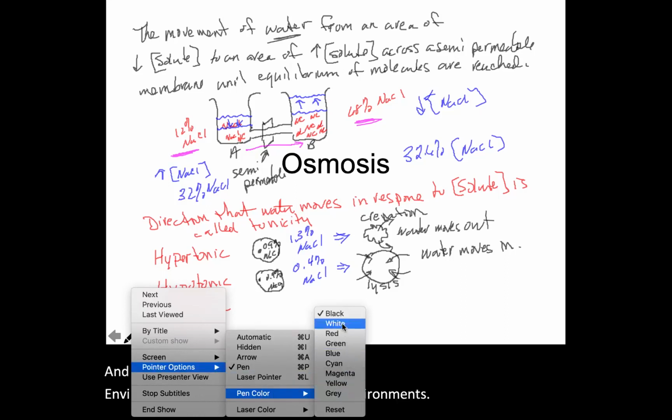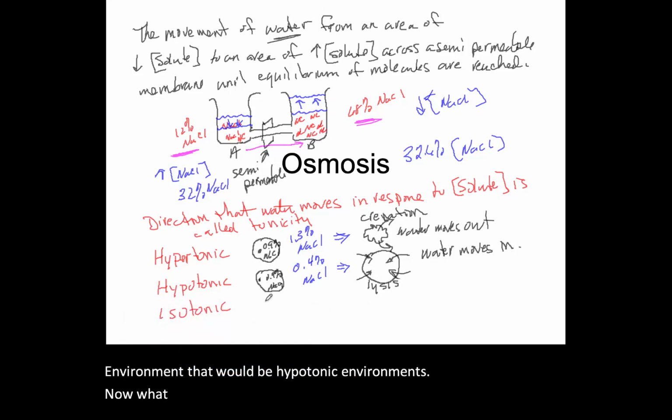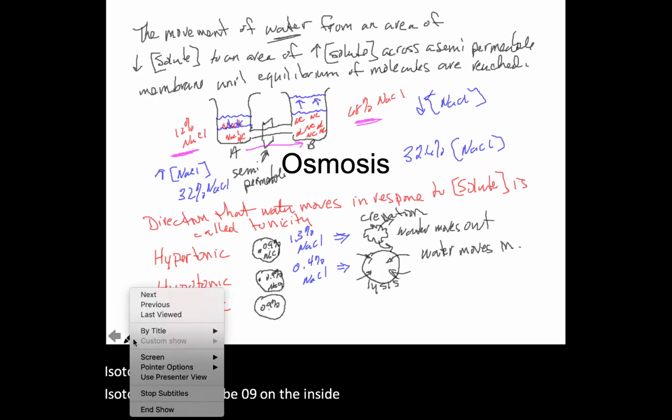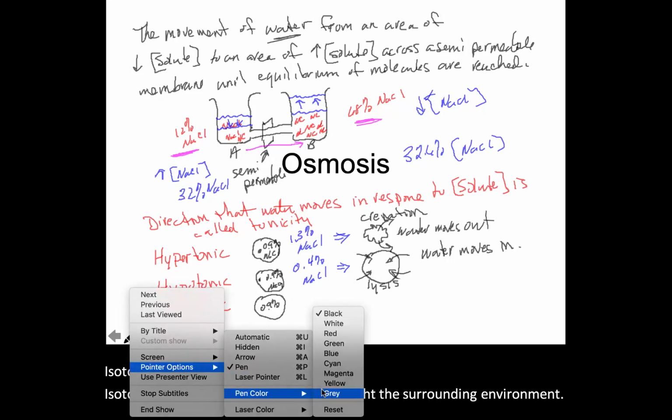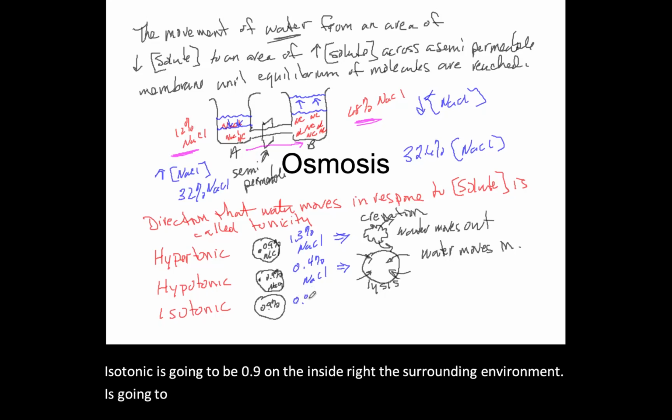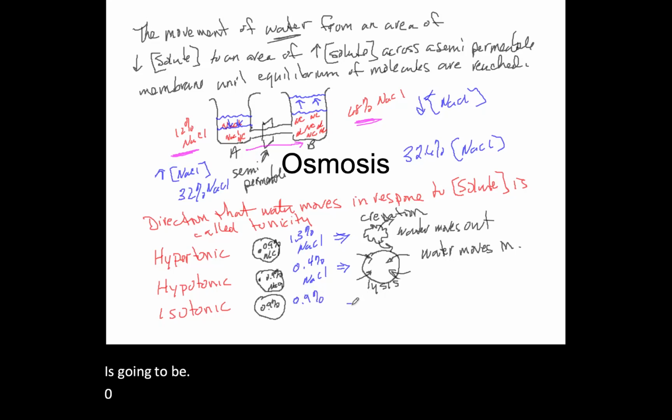Now, what about isotonic? Well, isotonic is going to be 0.9 on the inside. Right? The surrounding environment is going to be 0.9% as well. What happens in this scenario?